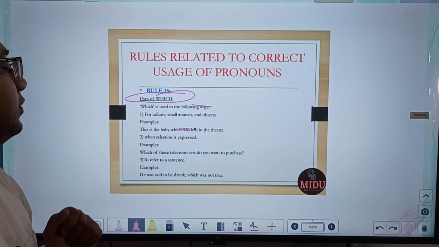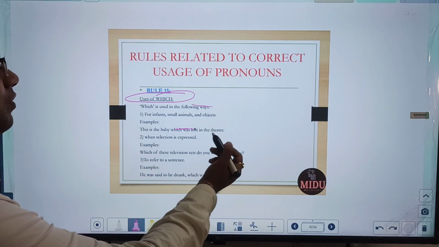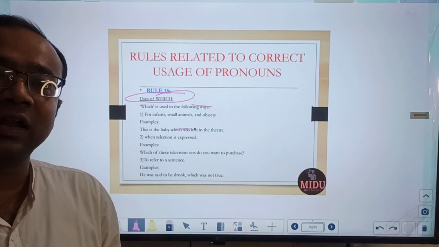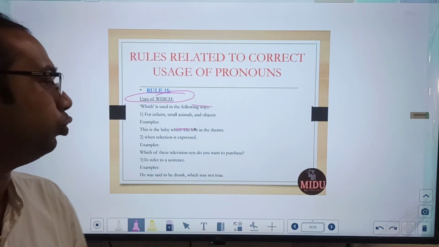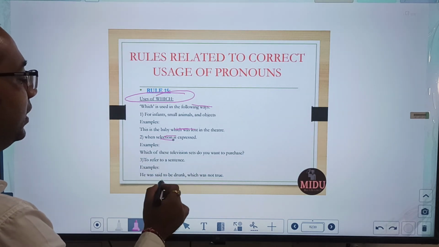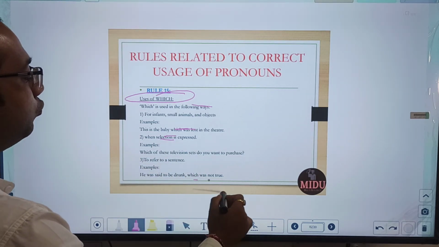When some selection is expressed: which of these television sets do you want to purchase? So it is selection. There may be 5 or 10 television sets. Out of them, which one do you want to purchase? Selection. To refer to a sentence: he was said to be drunk, which was not true.